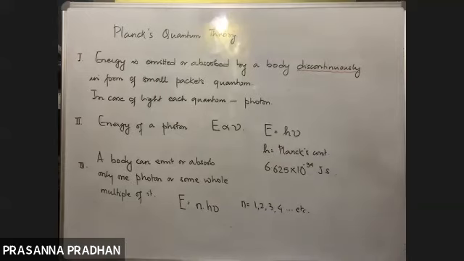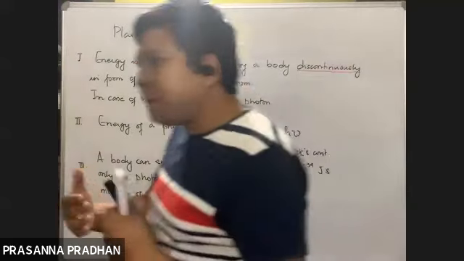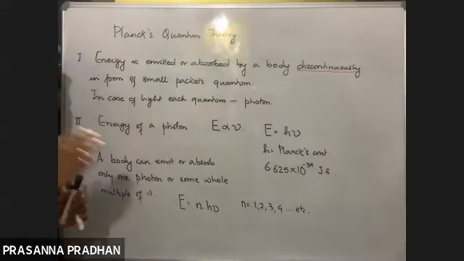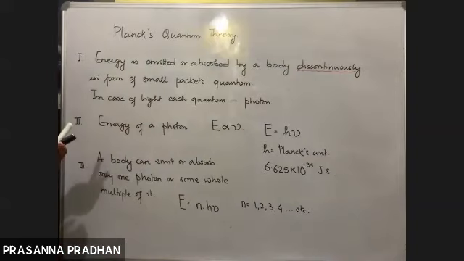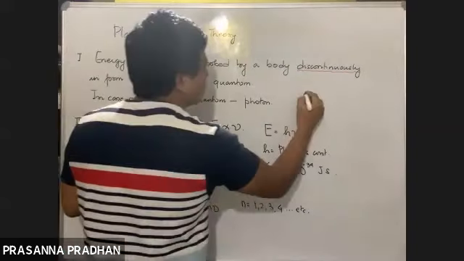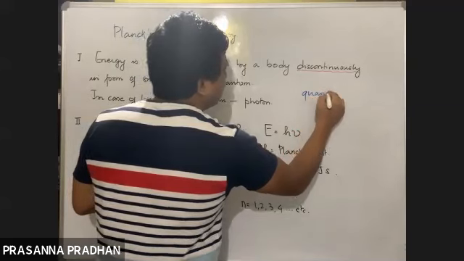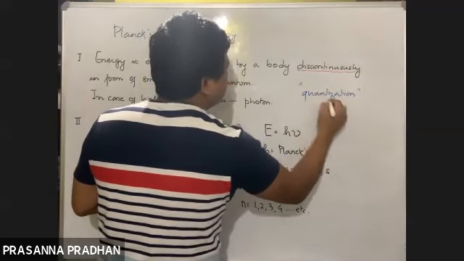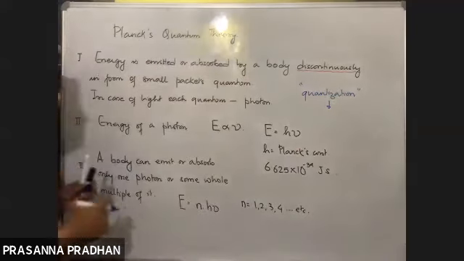Okay, so that means a body can emit or absorb radiation only in whole numbers. So we say that the energy is quantized. A new term has been coined here: quantization. What does quantization mean? As a science student, you should know this, right?